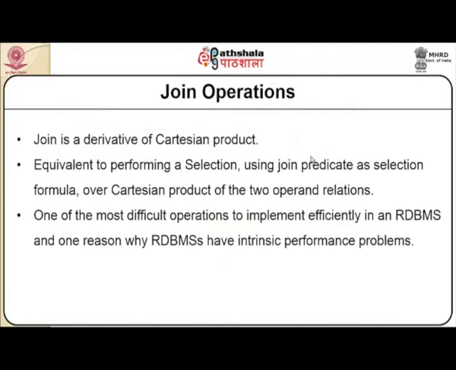The other operator is join, which is very important when we are marching towards optimization of a query. This join is a derivative of Cartesian product and is equivalent to performing a selection using the join predicate as selection formula over the Cartesian product of two operand relations. It is one of the most difficult operations to implement effectively in an RDBMS, and one reason why RDBMS have intrinsic performance problems. As I have already indicated, when we are marching towards optimization issues relating to queries in RDBMS, this join would help us the most.